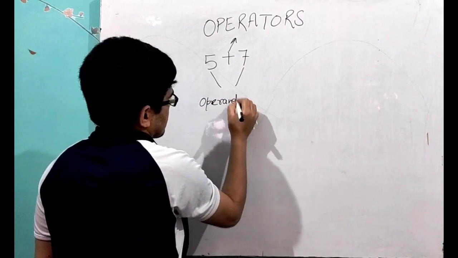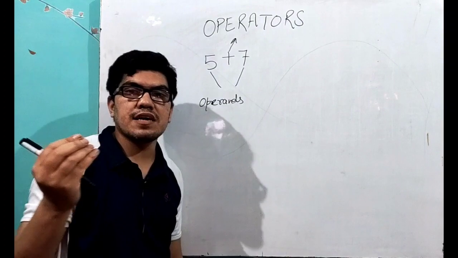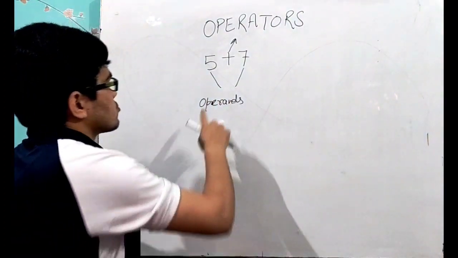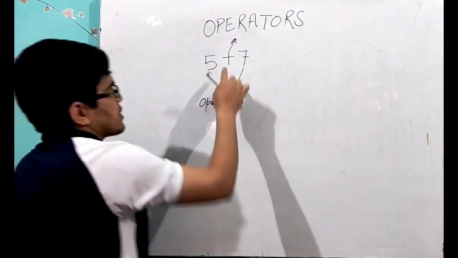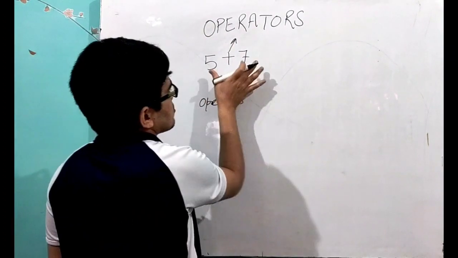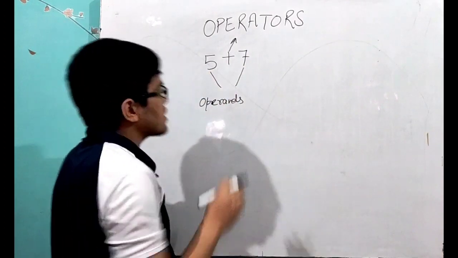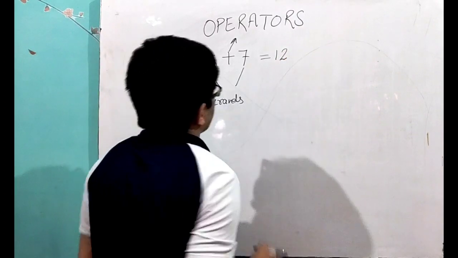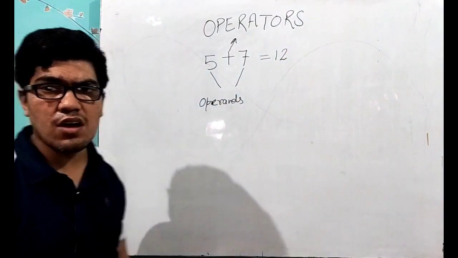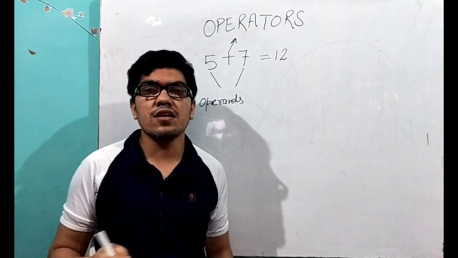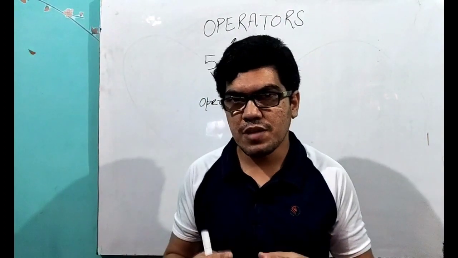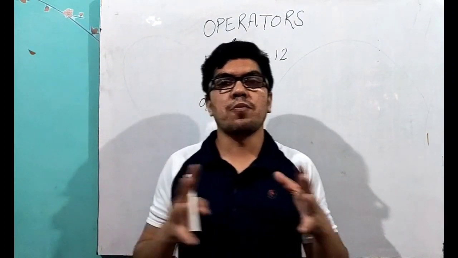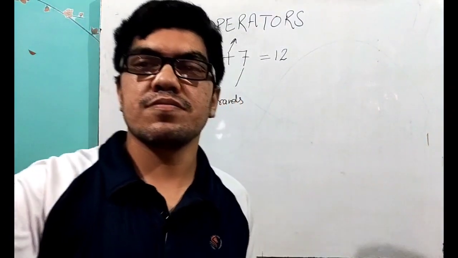Operands. So operators basically perform an operation on operands. This plus operator is performing addition on these two operands. What are the operands here? 5 and 7. So the answer we will get is 12. So this is an operator. Let us repeat again. Operators are some special symbols which are used to perform a specific operation on operands. Okay students?